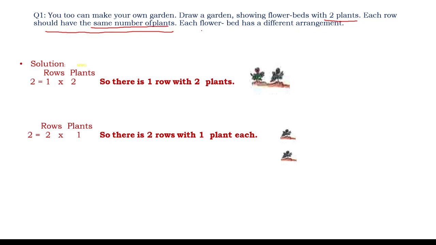सभी rows में same number of plants होने चाहिए. Each flower bed has a different arrangements. और जितने भी flower bed होंगे सब में different arrangement होना चाहिए.